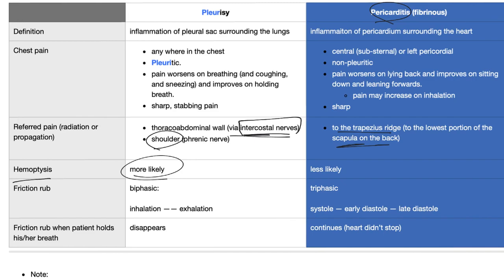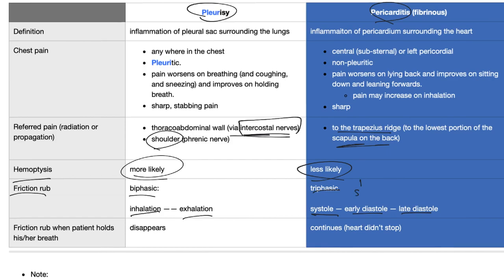Hemoptysis here is more likely because there is usually a problem in the lung. Here it's less likely. Pleural friction rub is biphasic: inhalation, exhalation. The friction rub sounds like this. So, biphasic is like this: inhalation, exhalation. But the pericarditis rub is triphasic: systole, early diastole, late diastole.